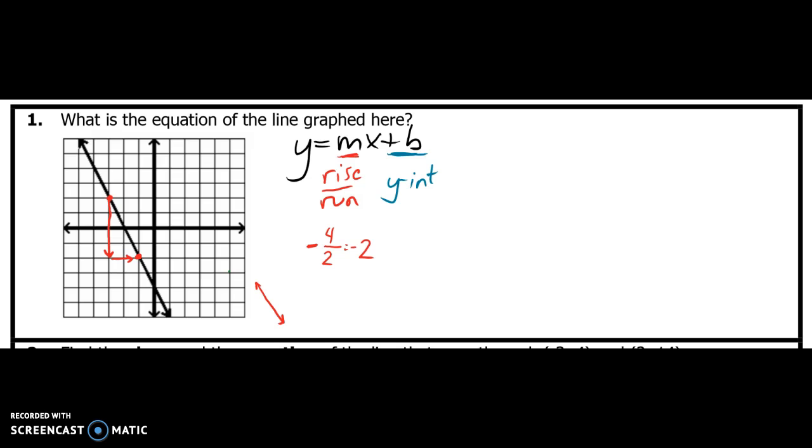The y-intercept is even easier. It's just a matter of looking at the graph to see where it crosses the y-axis. This one crosses the y-axis at -4, and so there's our y-intercept right off the bat at -4. So then we have our answer. Y equals -2x because of our slope, -4 because of our y-intercept, and we're finished.